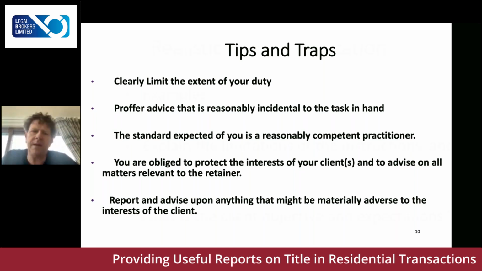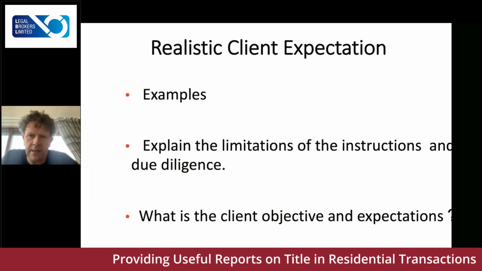Setting realistic client expectation is so important at the start. It's also important when we're reporting on title to client. When we're reporting on title to client, I think it is important to highlight client objective. It's also important to highlight the client's expectations and then to deal with those expectations. It's also important, I think, to explain the limitations of our instructions, to explain the limitations of due diligence, and to explain the limitations of the conveyancing process given what we've done in connection with scoping the retainer.